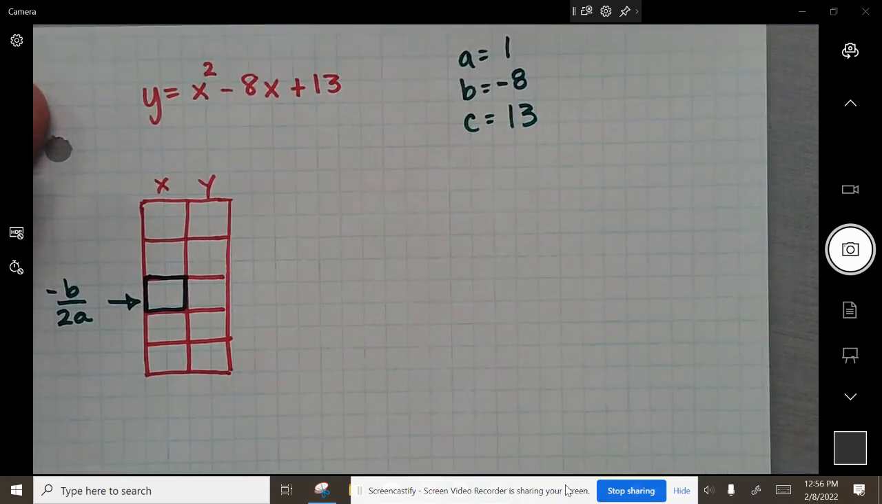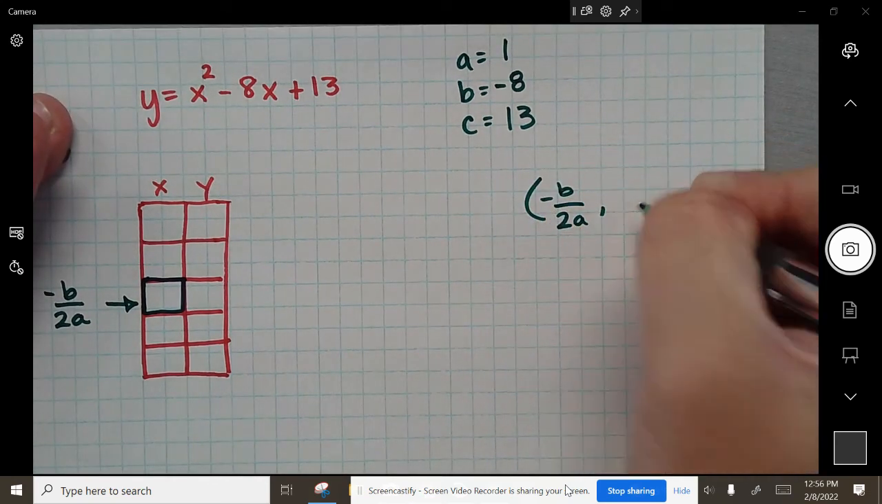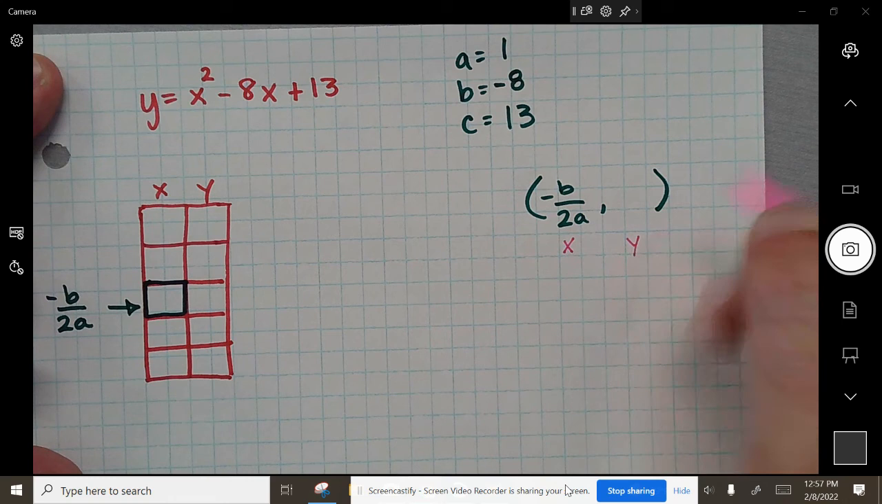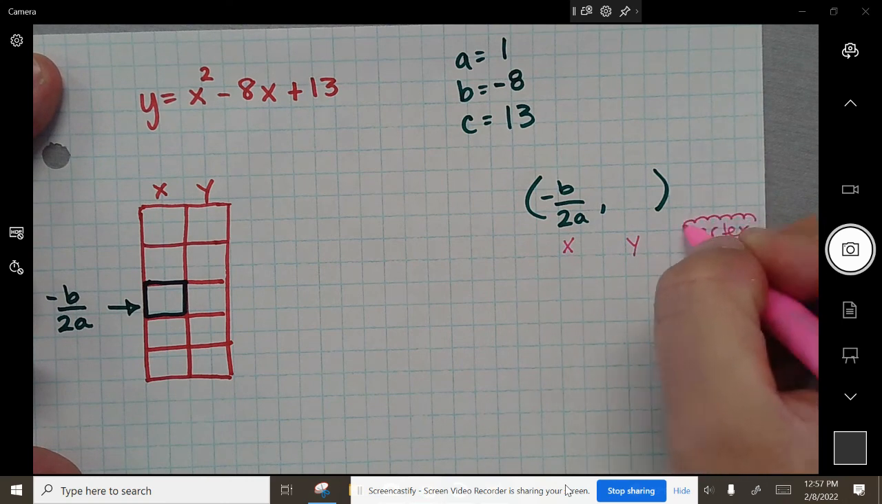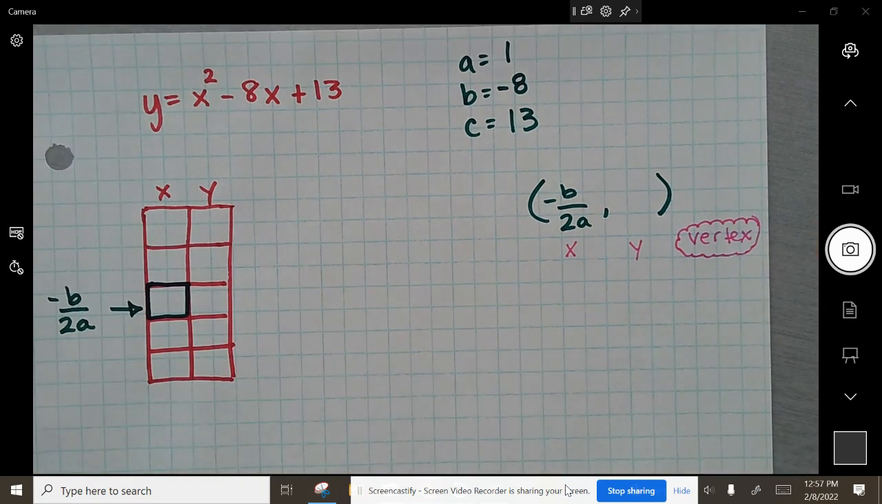And I'll put another note here where I'll put negative b over 2a, and I'll put a parenthesis here. I'm just keeping this as neat as I can to give you some help here. This is the x and the y of what we call the vertex. The vertex is this x and this y. Okay? So let's go ahead and solve negative b over 2a. Why don't you do that on your own right now, and then maybe compare with your partner.